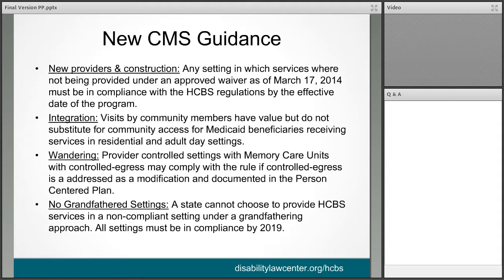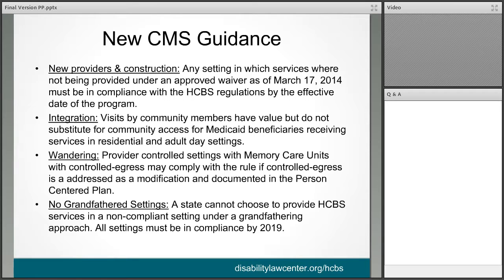The next guidance that was recently issued by CMS is regarding integration. And we've had a few questions about this from some providers. And so what CMS has said is that visits by community members have value, but do not substitute for community access for Medicaid beneficiaries receiving services in residential and adult day settings.